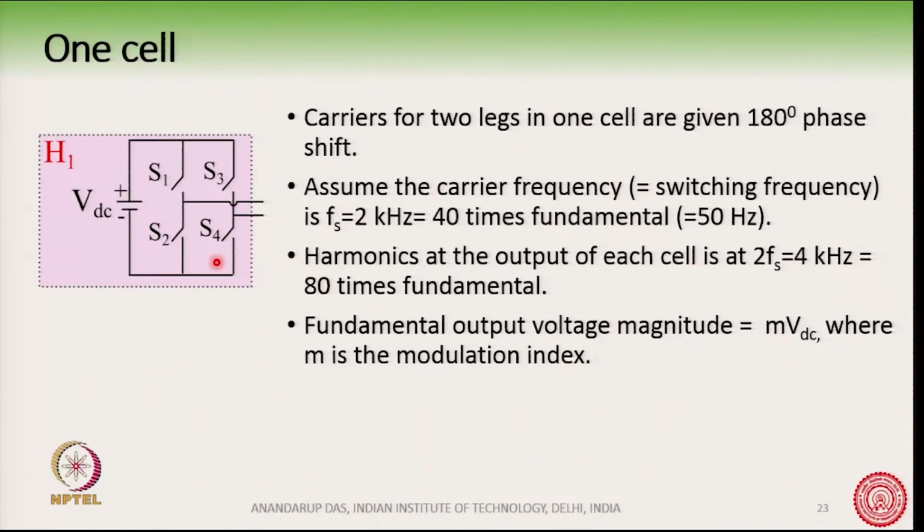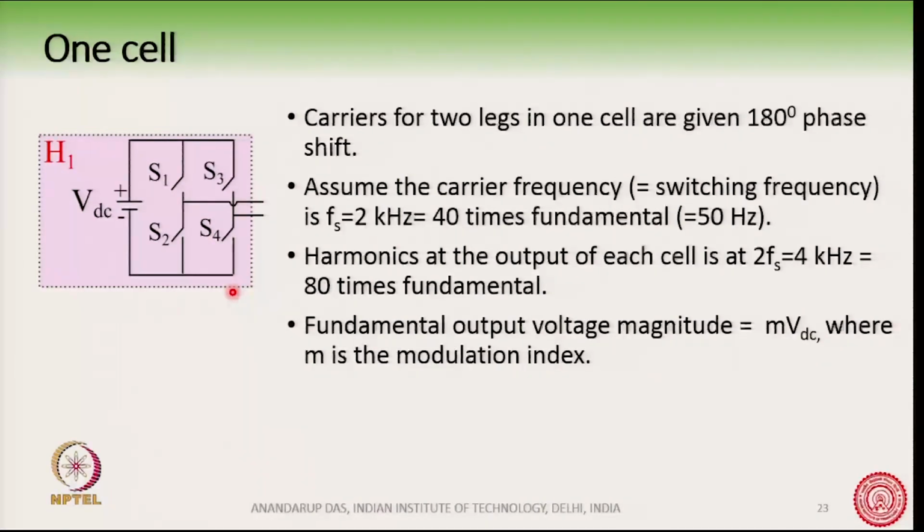This we have seen because whenever the modulating waveform is crossing the carrier, each time the transition happens. So, there will be one switch turning on and another will be turning off. So, the carrier frequency is equal to switching frequency of the device. So, what happens with the harmonics at the output of each cell? Now, the carrier frequency is Fs and which is governing this one leg here. Similarly, another carrier frequency is governing S3 and S4, the switching frequency is equal to carrier frequency.